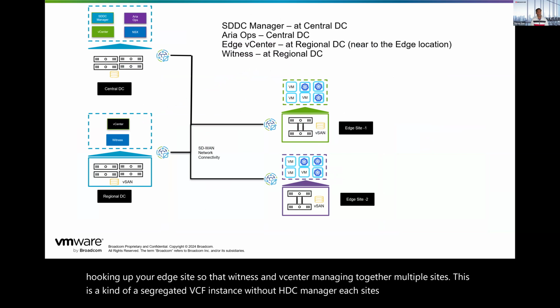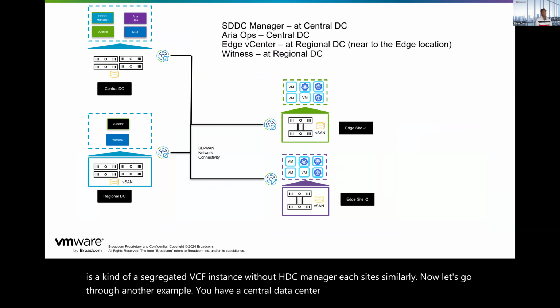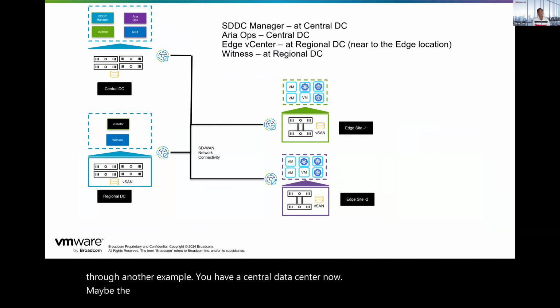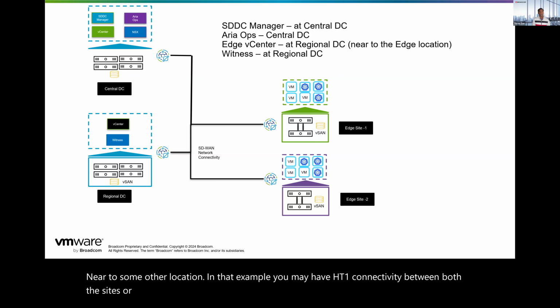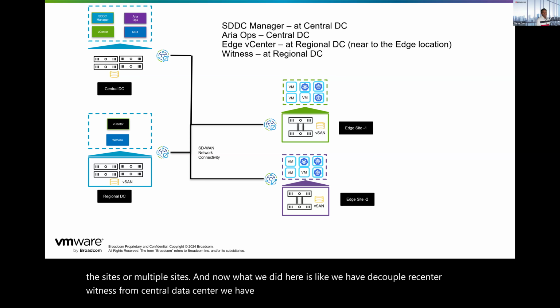Similarly, now let's go through another example. You have a central data center now, maybe the central data center in San Francisco, and then you have a regional data center or edge hub in maybe another city near some other location. In that example, you may have SD-WAN connectivity between both the sites or multiple sites. And now what we did here is we have decoupled the vCenter and witness from the central data center. We have moved that to a nearby location where your edge sites are, right?